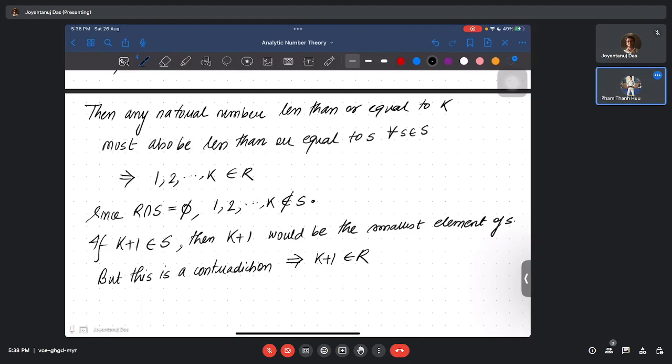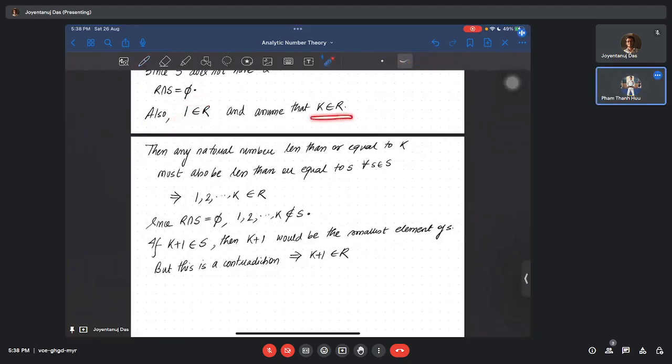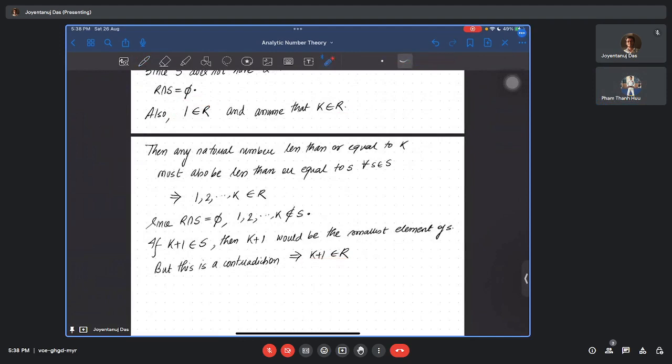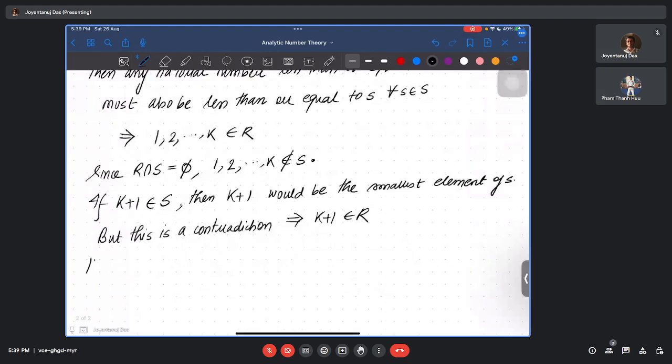So what I showed is that 1 belongs to R, and we assumed that k belongs to R, then we proved that k plus 1 also belongs to R. Now we can apply mathematical induction. Since we know that mathematical induction holds, writing PMI for the principle of mathematical induction, R has to be the whole natural number set, because like that I can put every element into that set, right?